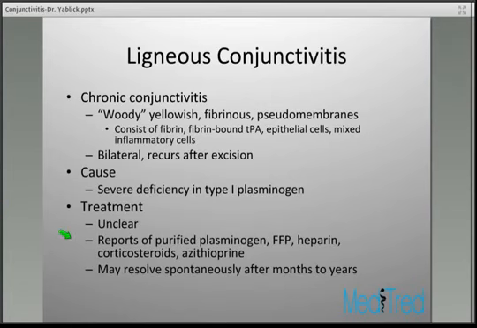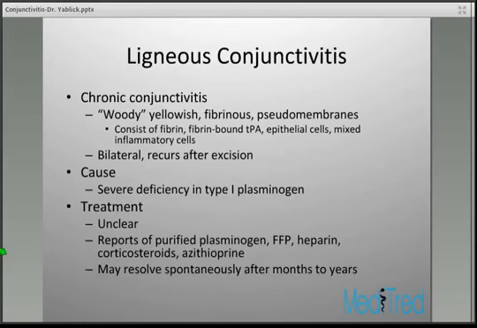There have been reports of purified plasminogen, fresh frozen plasma, heparin, corticosteroids, or azathioprine. As of now, there doesn't appear to be a superior treatment for this condition, although it does tend to resolve spontaneously after months to years. Again, just sort of an unusual condition. It's important to know about it and remember the cause, which is a severe deficiency in type 1 plasminogen.